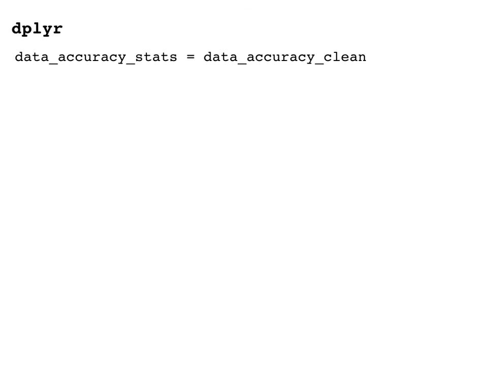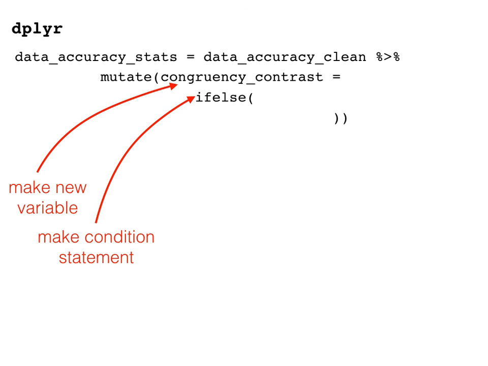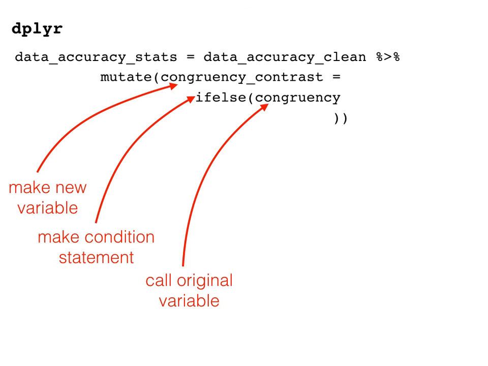We start as we usually do by setting our old data frame to our to-be-created data frame. Next, we'll use a mutate call to create a new column. We'll call this column congruency contrast, since it's the contrast-coded version of the congruency column. To make this column, we'll use a conditional if-else statement based on the congruency column as the original variable, using con for congruent as our reference level.